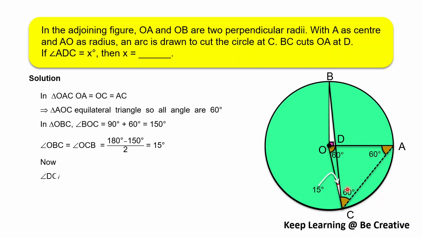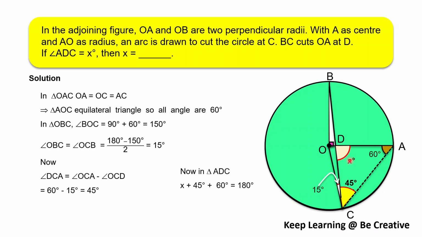With the help of these two pieces of information, we can calculate angle DCA very easily. That comes out to be 45 degrees, by subtracting this 15 degrees from the complete 60 degrees. Now, in triangle DCA, we will apply the angle sum property, since we need to find the angle x. 45 plus x plus 60 degrees is equal to 180 degrees. From here we get the value of x as 180 degrees minus 105 degrees, which comes out to be 75 degrees. This is the value of x which we need to find, 75 degrees.